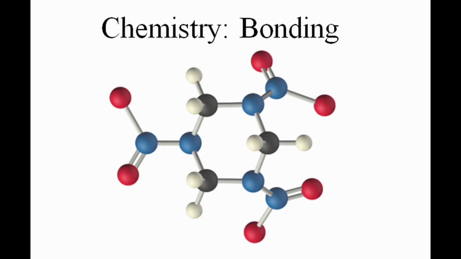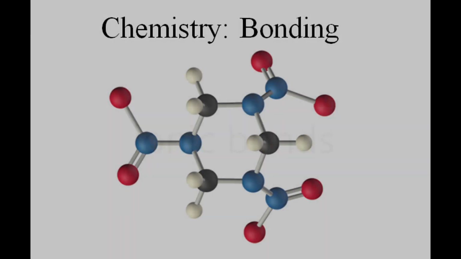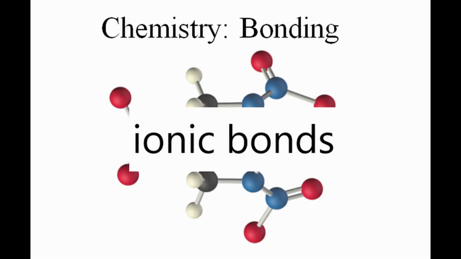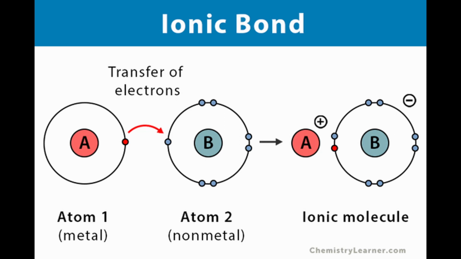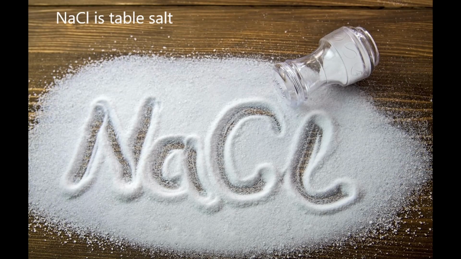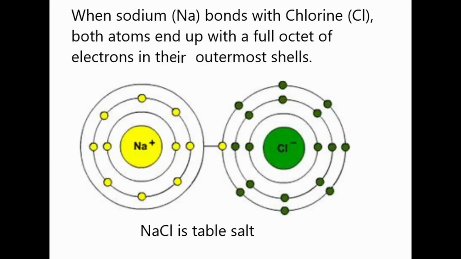I hope you have watched my previous videos on van der Waals bonds and metallic bonds. Another type of chemical bond is an ionic bond. Ionic bonds involve a bond formed between atoms as a result of one atom donating one or more electrons to a second atom. A common ionically bonded substance is table salt. Ordinary table salt is sodium chloride, or NaCl.